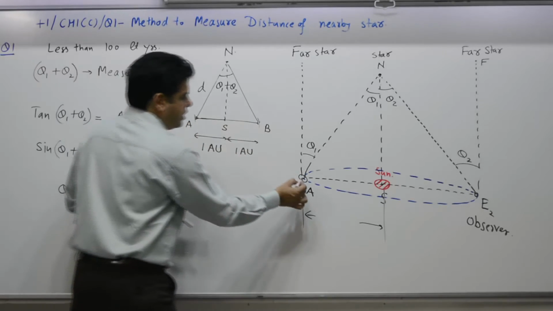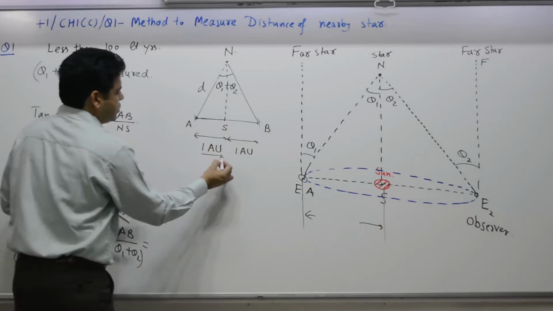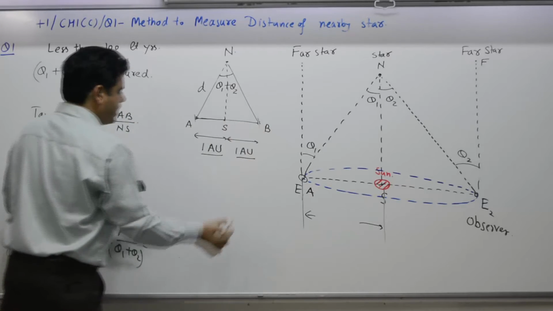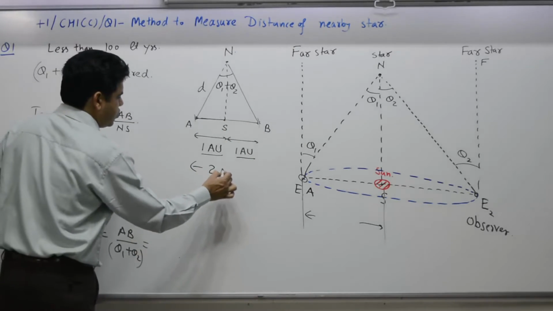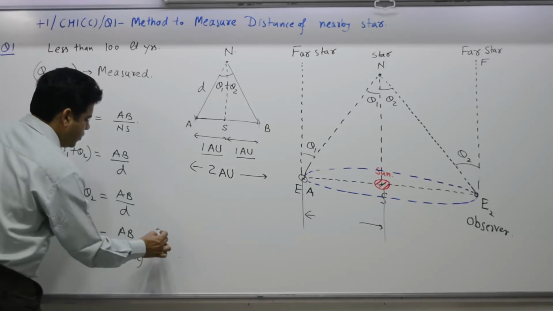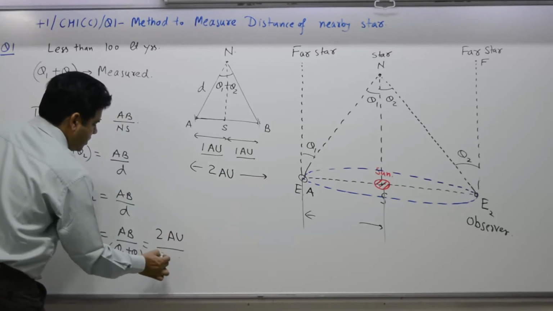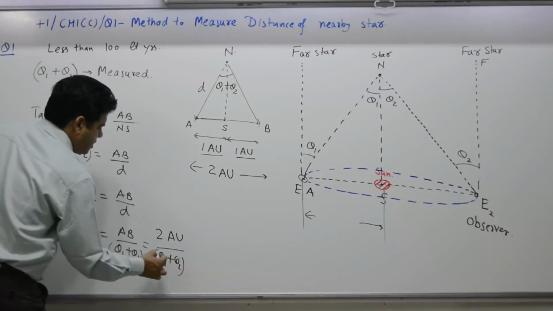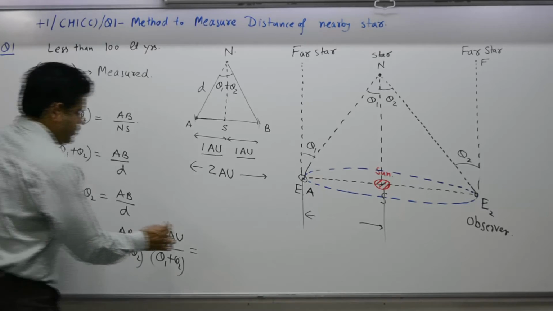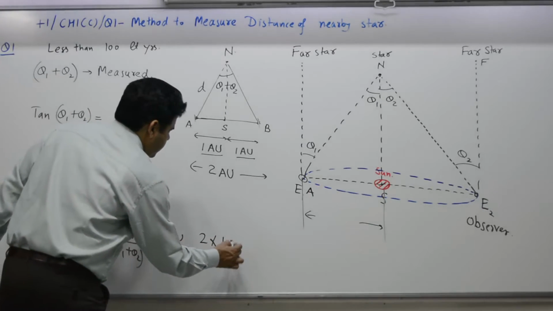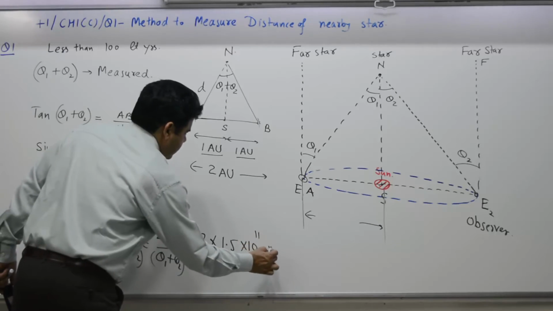The distance between Earth and Sun is 1 astronomical unit. Between S and B is also 1 AU. So AB is equal to how much? This distance is equal to 2 astronomical units, divided by theta 1 plus theta 2. 1 astronomical unit is equal to 1.5 into 10 to the power 11 meters.